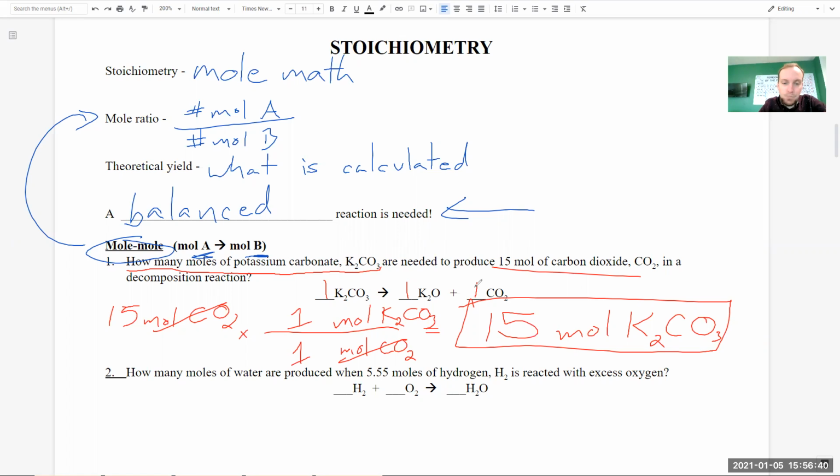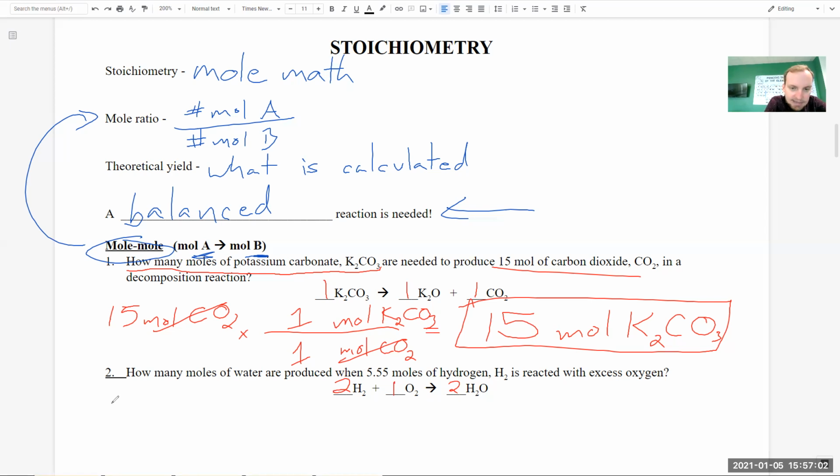So back to number 2. We need to balance this equation. The H's are both balanced, but notice the O's are not. Here we have 2. Here we have 1, so I'm going to have to put a 2 there. That balances my O's. I have 2 on each side, but I doubled my hydrogen, so now I have 4. So I need to put a 2 there. So now it's a 2-to-1-to-2 ratio. So now we have a balanced chemical reaction.